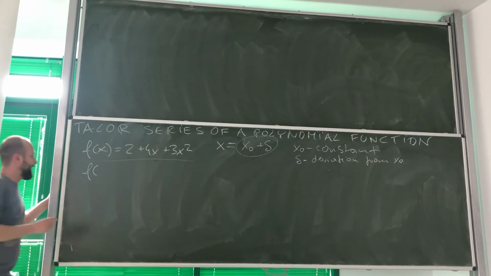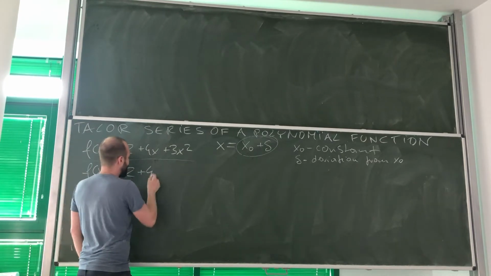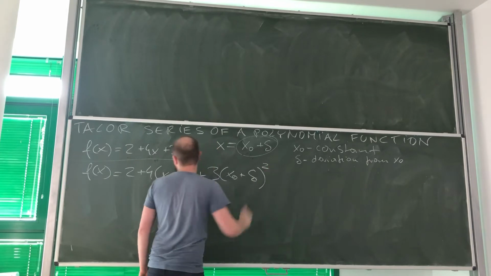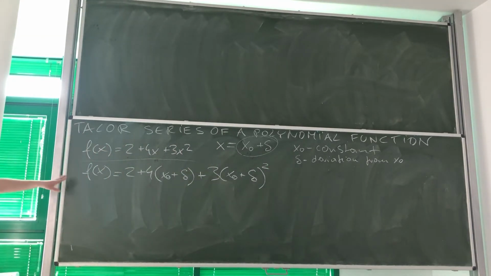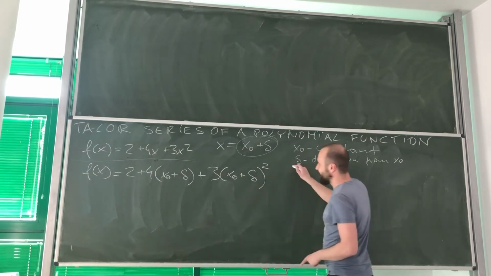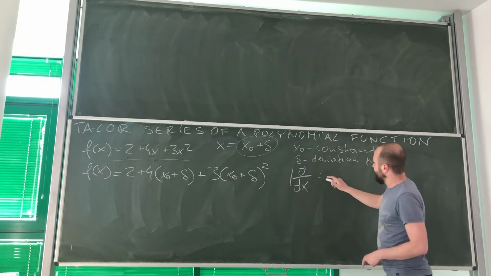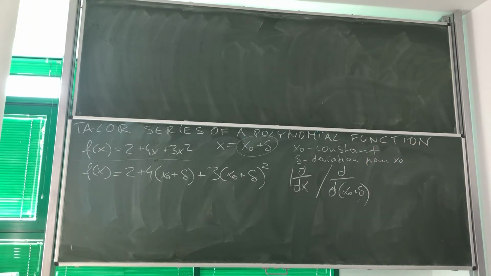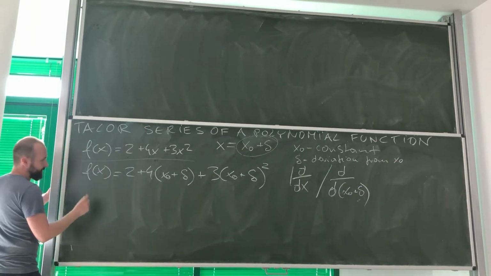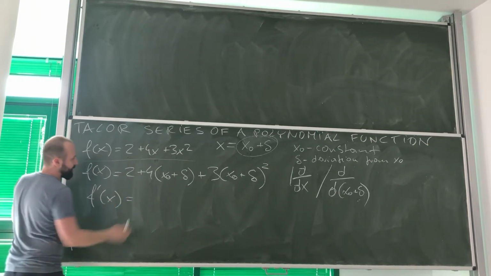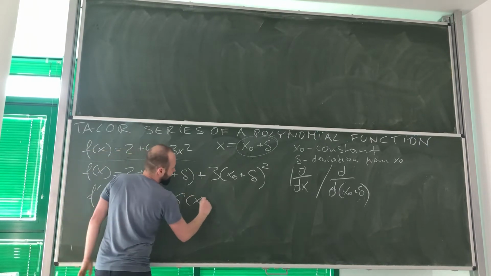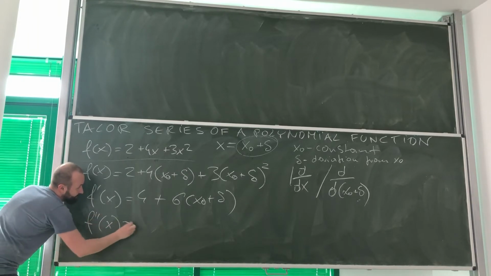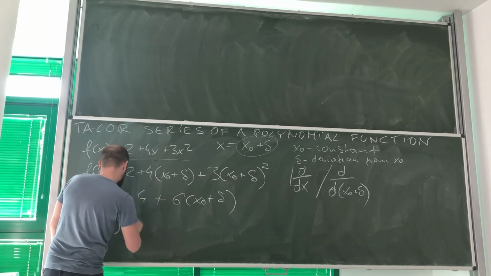So now, our f of x is equal to 2 plus 4, instead of x, I'm writing x0 plus delta, plus 3 times (x0 plus delta) squared. Okay, now, if I'm going to differentiate this function with respect to x, it is the same as differentiating the function with respect to this expression. So what is going to happen here? First derivative, this is going to be gone. It's going to be 4 plus 6 times (x0 plus delta). If I'm going to do differentiation for the second time, I'm going to get that this is just 6.